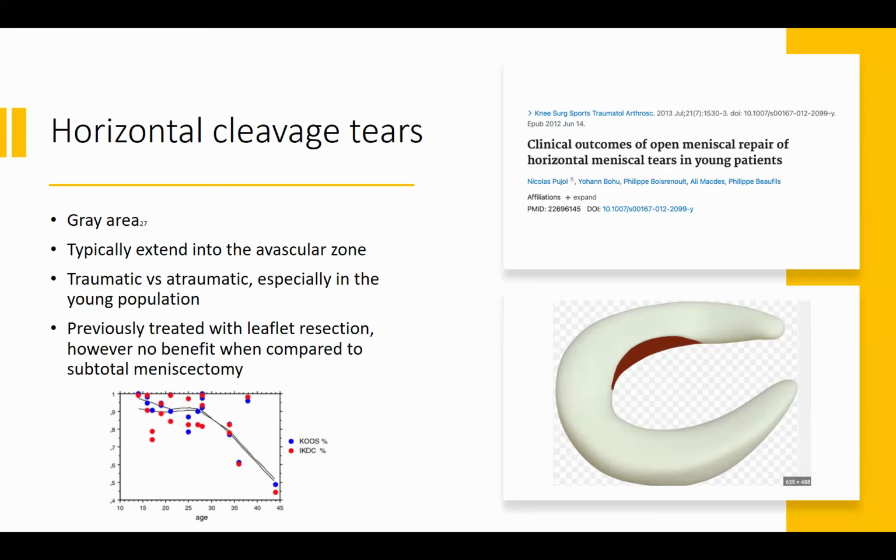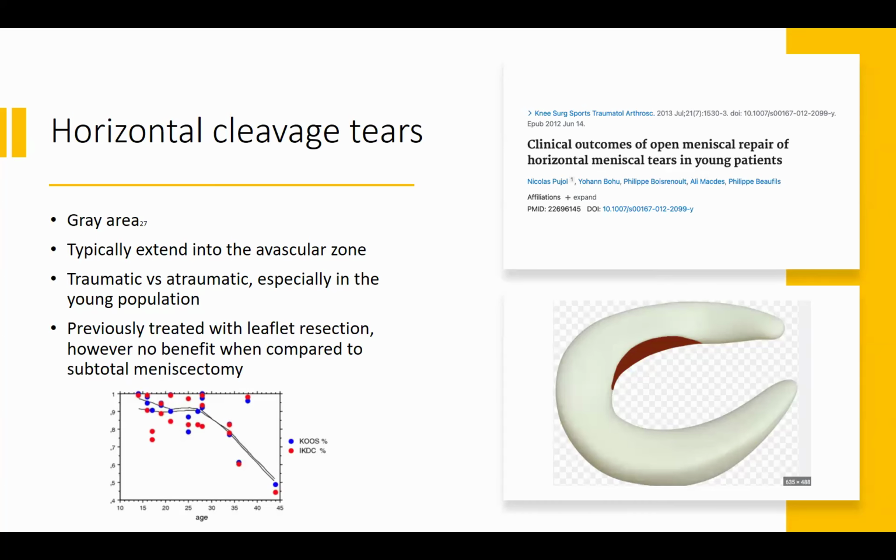This study analyzed 30 knees, aged 16 to 44, that underwent isolated repair of horizontal cleavage tears. Follow-up was greater than 3 years. The overall results were positive, with 85% of patients reporting satisfaction, mean IKDC and KOS scores approaching 90, and a low failure rate of approximately 15%.